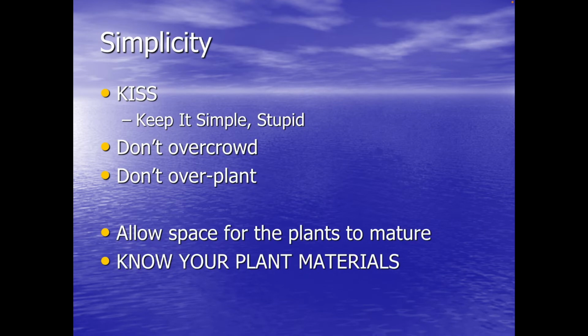You don't need to do everything complicated. More plants, more species is not necessarily better. The most fancy gazebo or pergola you could design is not necessarily better. Don't overcrowd things. Allow things to grow. Allow space for plants to mature. And know your plant materials, because if your plants are only going to mature to 6 or 8 inches, there's no point in putting them 12 inches apart. They will never fill in.